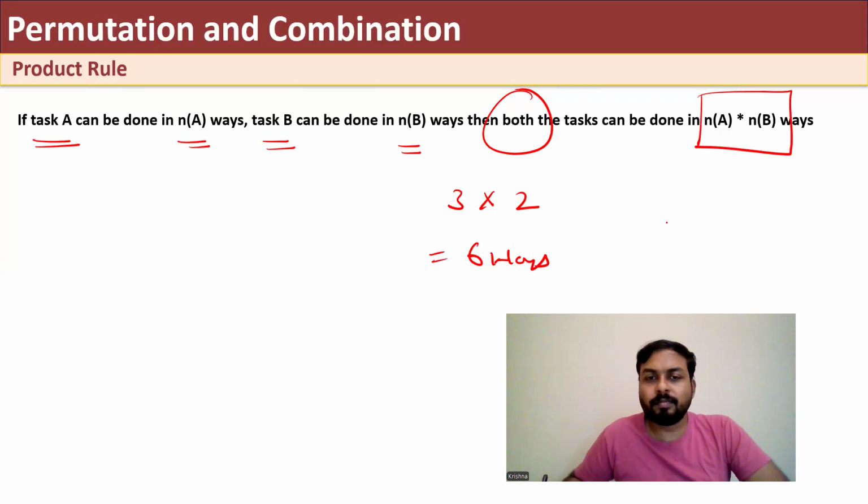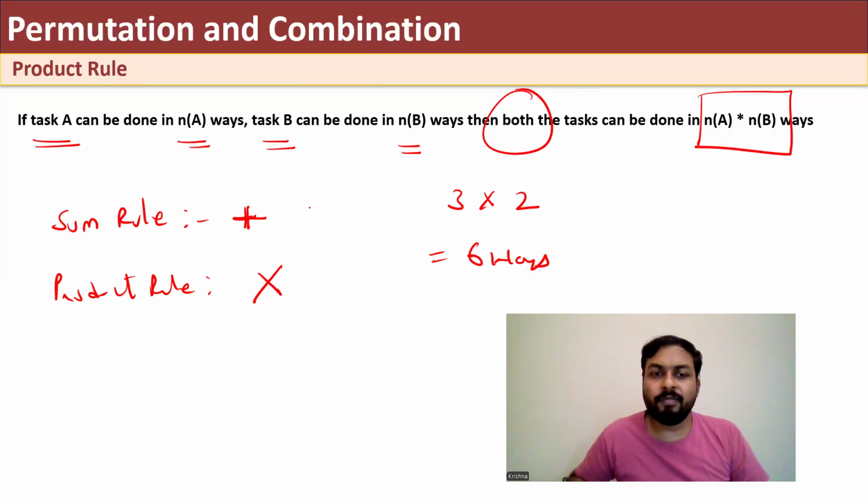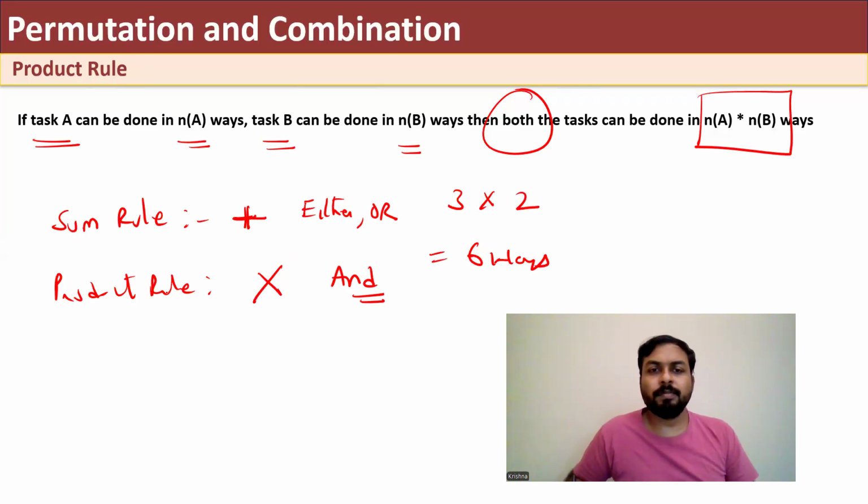All right. So the concept is simple. Whenever you have to apply the sum rule, you will do addition. Whenever you have to apply the product rule, you will do multiplication. To decide whether to apply the sum rule or not, you can check: if you are seeing words like either/or in the question, you'll apply the sum rule. If you are seeing the word and in the question, then you can apply the product rule. Okay, makes sense.